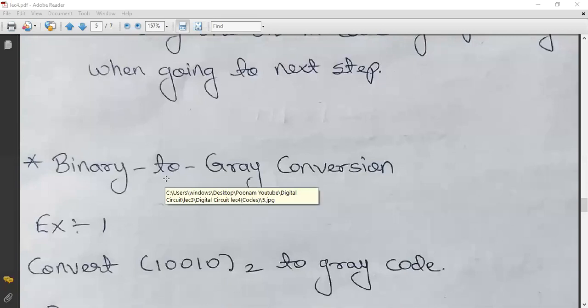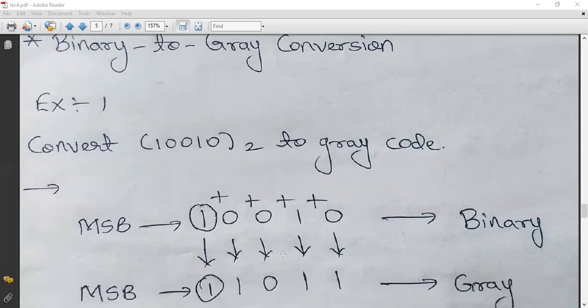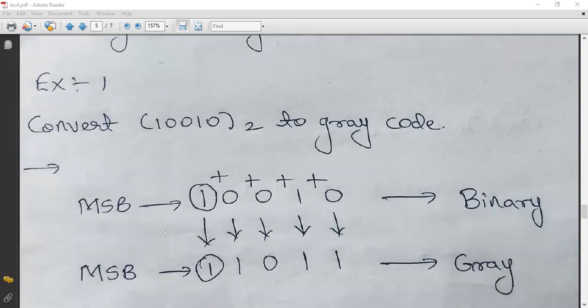Now we are going to see the conversion of a binary number to a Gray number. Let us understand by an example. Here we need to convert 10010 to the base 2 into its Gray code form. So we are going to write the number first, that is 10010. This is its binary form, and now we want its Gray code form. How are we going to convert it? We are going to retain this MSB as it is. I have retained it, fine.